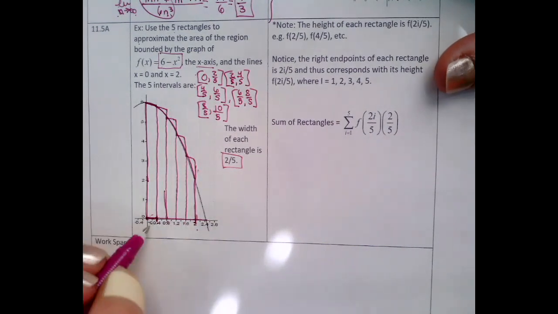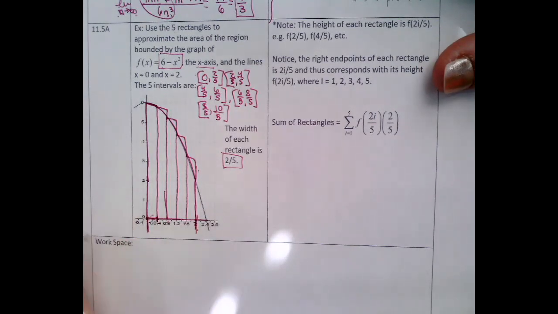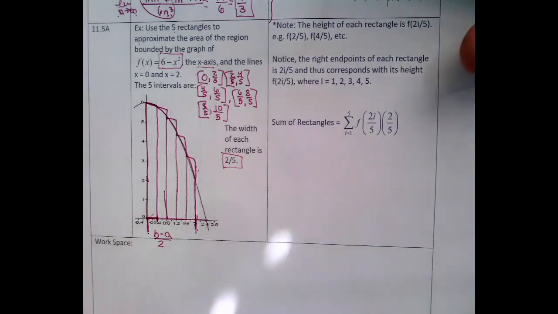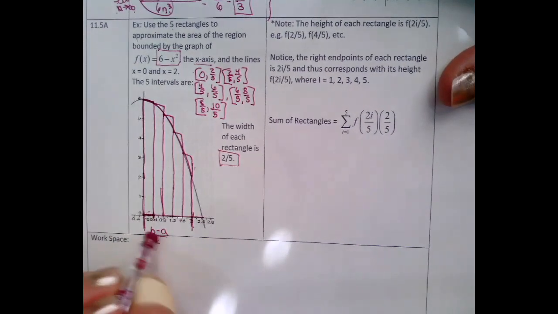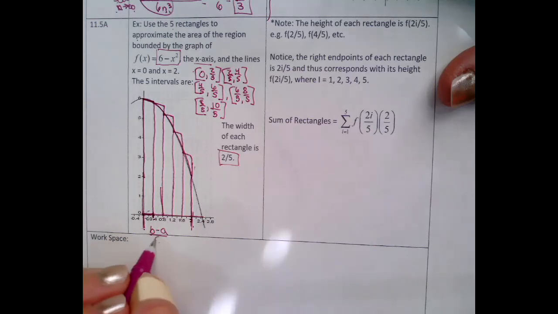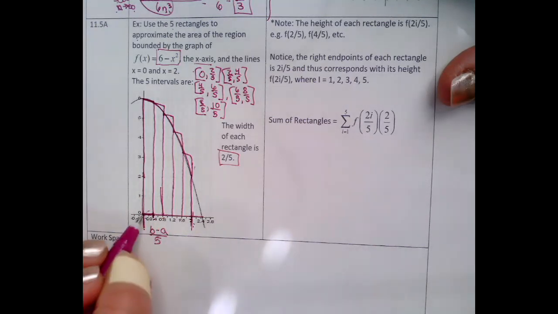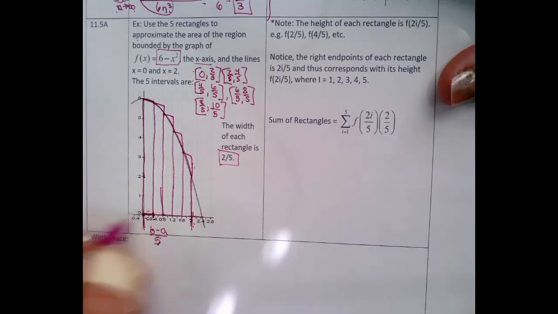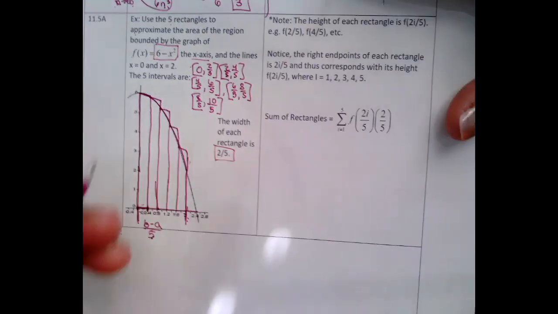Remember what I said, all we're doing is taking b minus a, and dividing that by the number of rectangles, which in this case is 5. So 2 minus 0 is 2, divided by 5. Here it's going to be 4 divided by 5. We're just going to keep doing that.